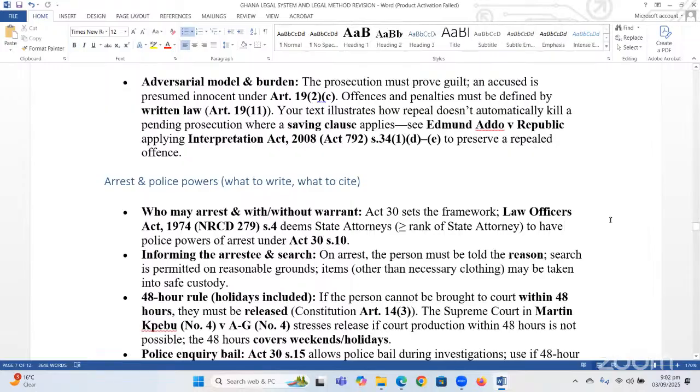The same way, if you're arresting, the person must be told the reason. If you are going to conduct a search, the search is permitted on reasonable grounds. Items which are exhibits, of course, you cannot remove somebody's clothing. And you also know that when a person is arrested, in terms of you detaining him, you must bring him to court within 48 hours.